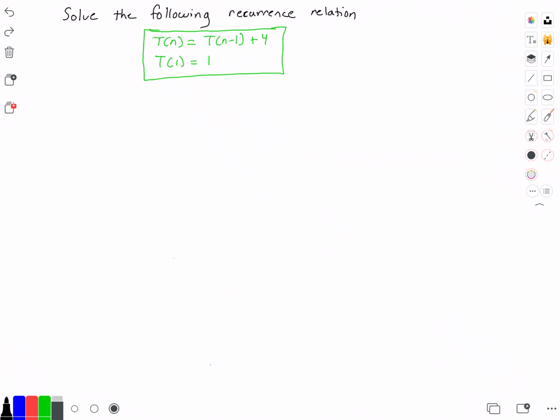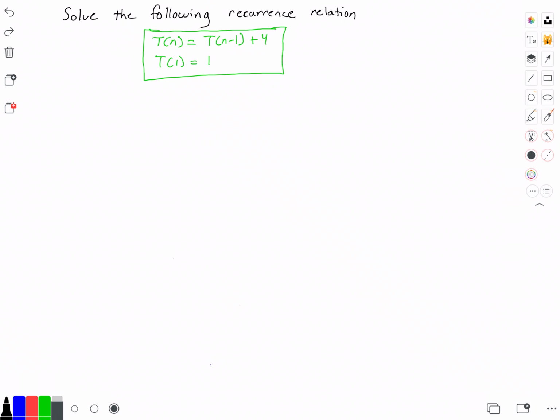So in this video we want to solve the following recurrence relation, and I have that recurrence relation in the green rectangle. It states that T of n is equal to T of n minus 1 plus 4, and the base case states that when our input n is equal to 1, our function T is also equal to 1, and of course the base case being right there. Alright, so let's go ahead and get started.